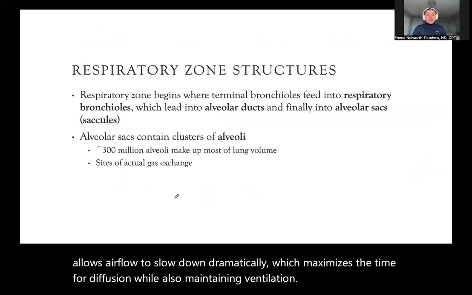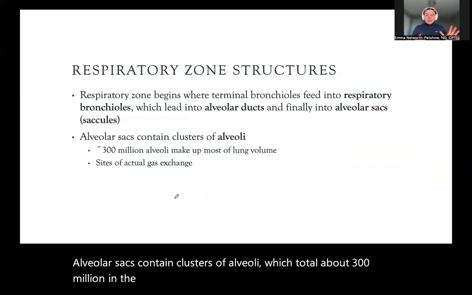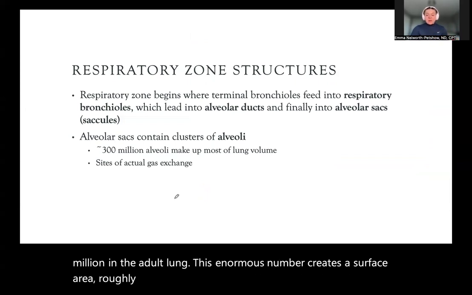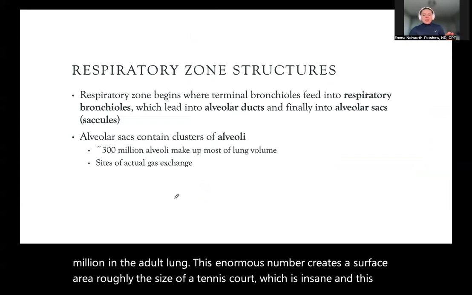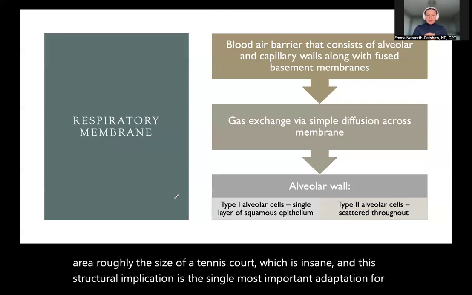Alveolar sacs contain clusters of alveoli, which total about 300 million in the adult lung. This enormous number creates a surface area roughly the size of a tennis court, which is insane. And this structural amplification is the single most important adaptation for efficient gas exchange.